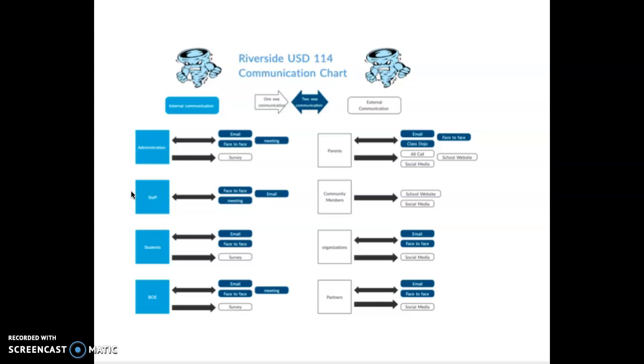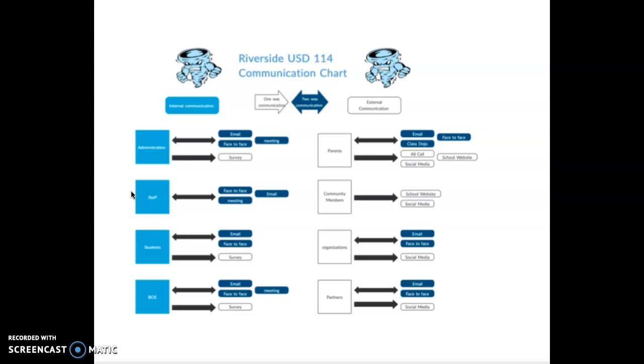Then you have the Board of Education. The Board of Education usually just communicates with the administrators. So the way they communicate is email, face-to-face, and meetings. They also will send out surveys as well to the teachers to get some ideas of some situations. Alright, so on the right side we have external communications.